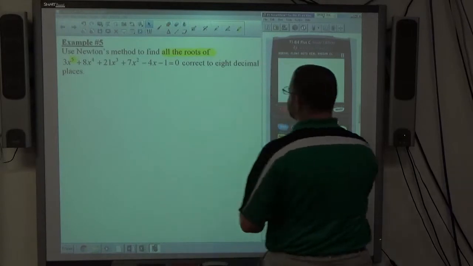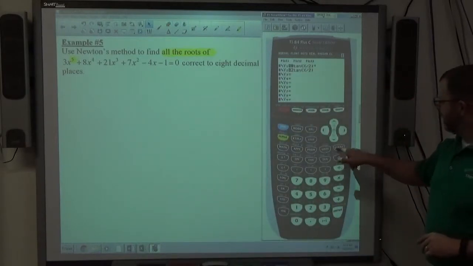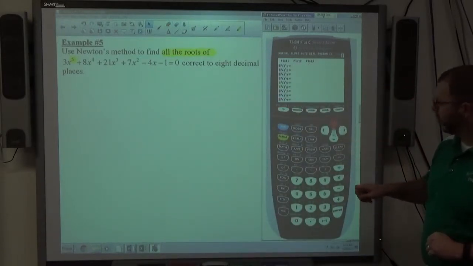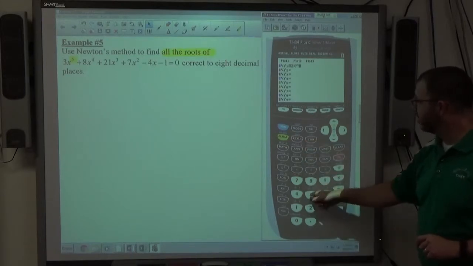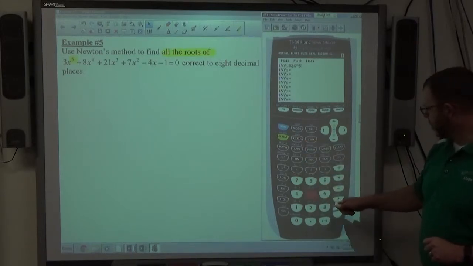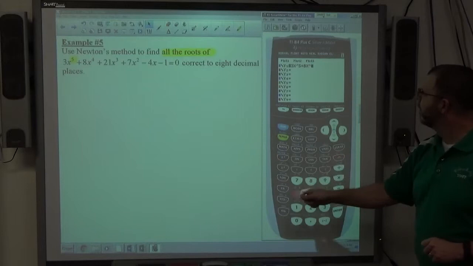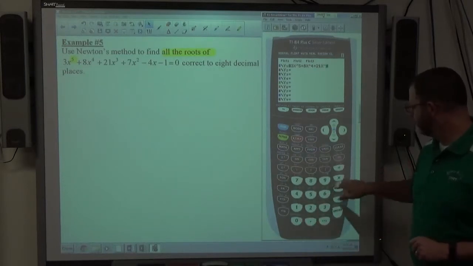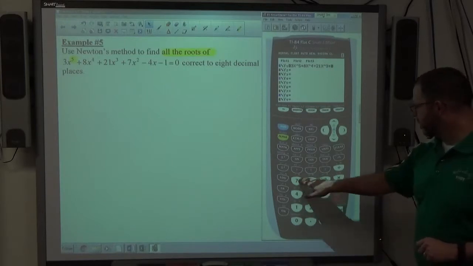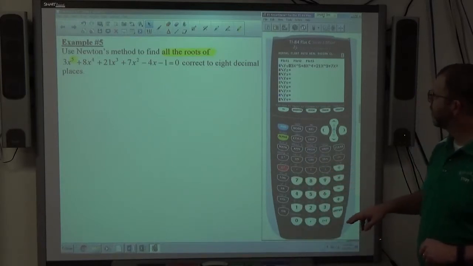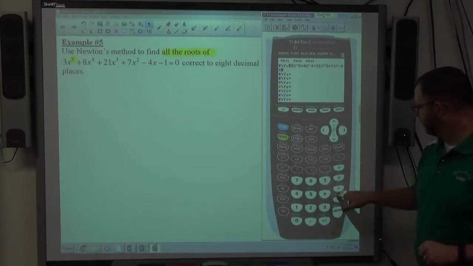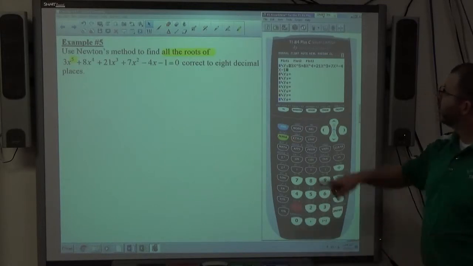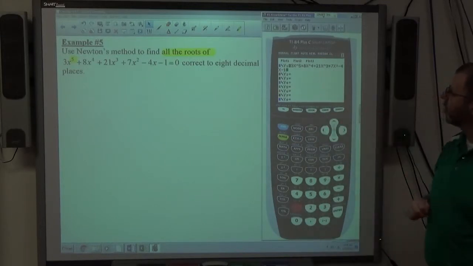And I type in the function that we're looking at: 3x to the 5th plus 8x to the 4th plus 21x cubed plus 7x squared minus 4x minus 1. And I can see that it all matches, so we're good there.